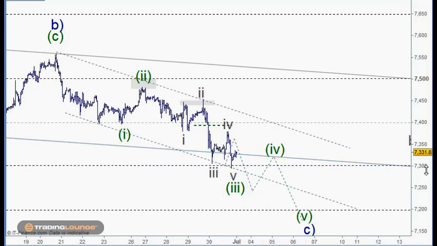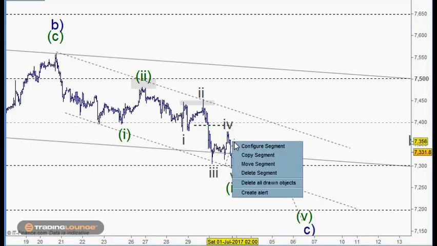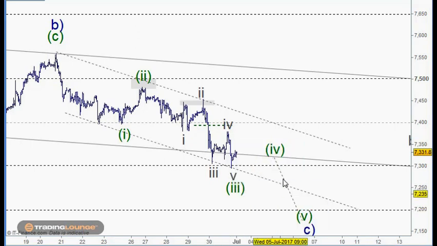Because 7.3, the top of group 1, is quite strong here, I'm just going to move this out of the way a little bit here. So this would give us some sort of ABC correction here, and then down here for wave 5. Let me just double check on that. It's really squashed up. Wave 1, 2, 3, 4, 5. Yeah, it has to go in there. That's where it has to go.